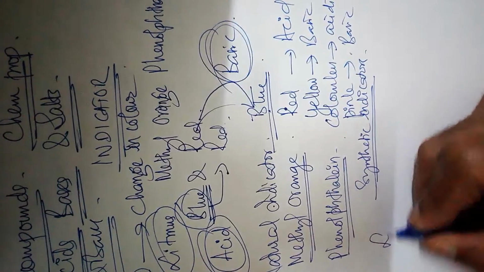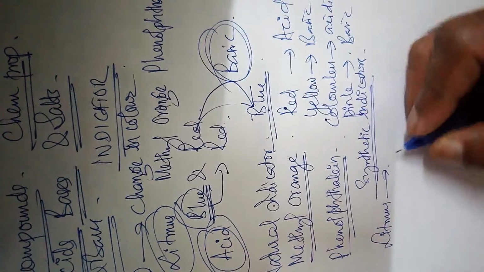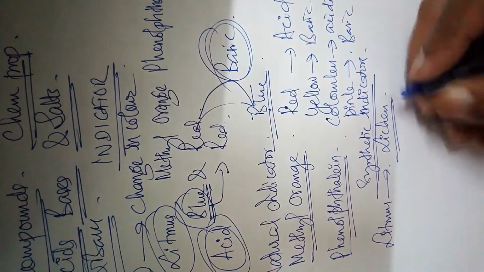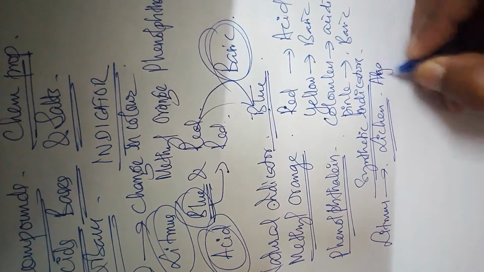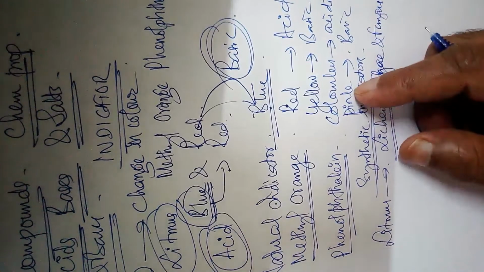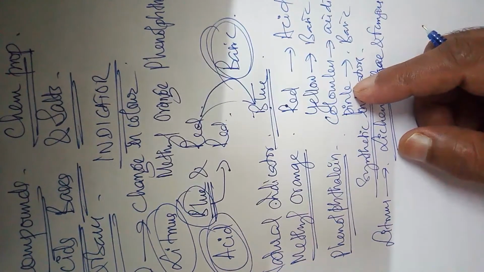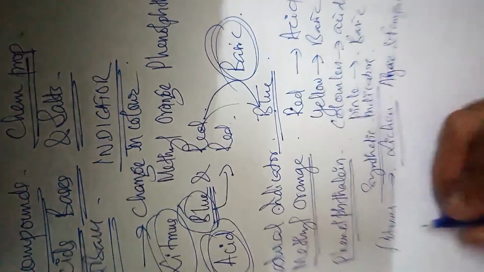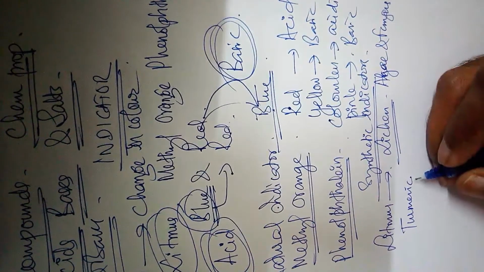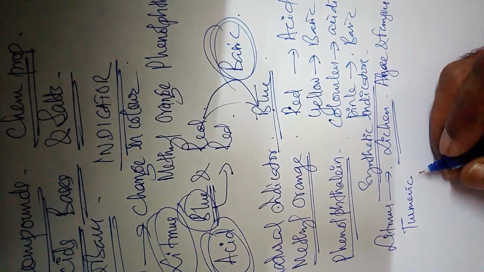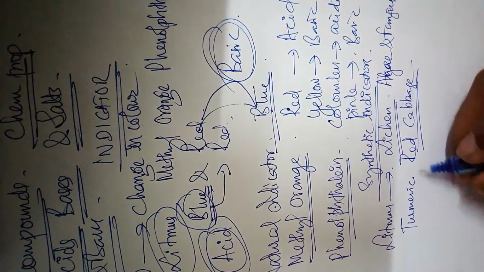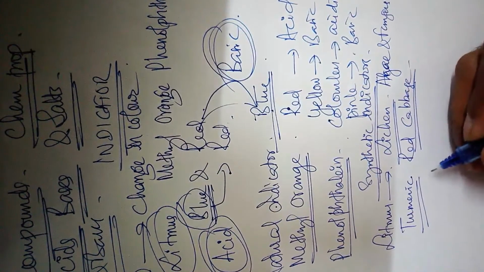What is litmus? Litmus is extracted from lichen. Lichen is a symbiotic relation between algae and fungus. It's an extract from living organisms. Next one is turmeric. Its extract is also used as an indicator. Next, red cabbage. It is also used in finding out whether it's an acid or a base.